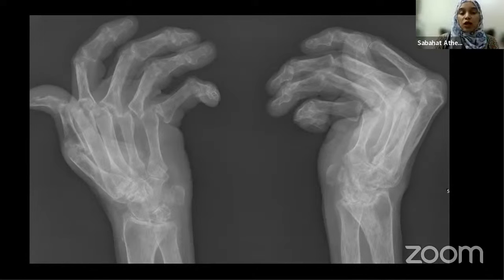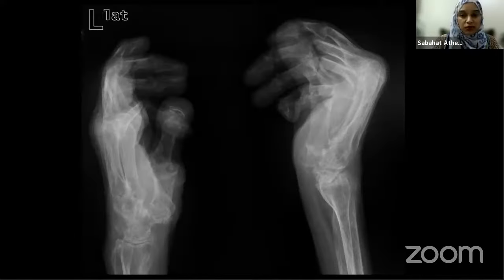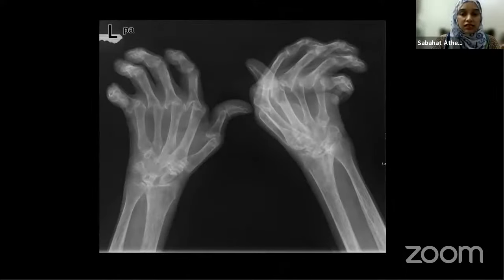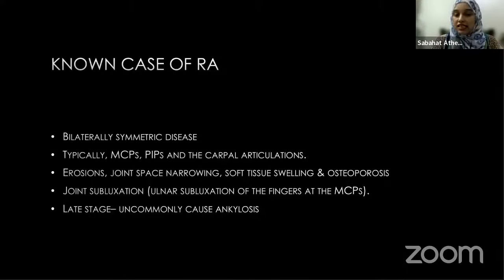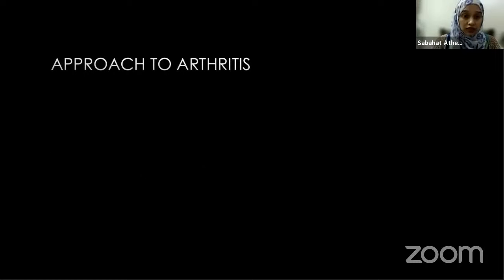But when it is advanced, because of the treatment and the steroid treatment, it leads to diffuse osteoporosis, as we are seeing here in this case. Okay, so very well done. Yes, this is rheumatoid arthritis, arthritis mutilans. And as I said, it's a bilaterally symmetrical disease, typically metacarpophalangeal, PIP and carpal, erosions, joint space narrowing, and in late stages, uncommonly, it can cause ankylosis.